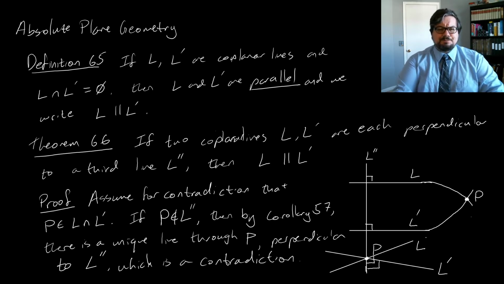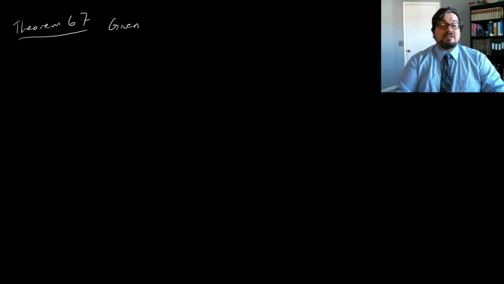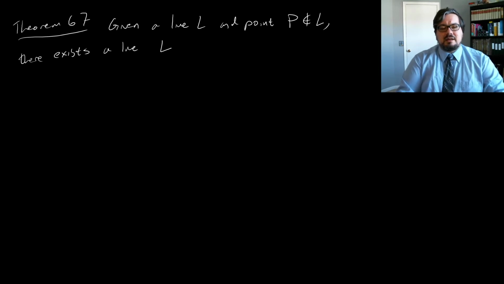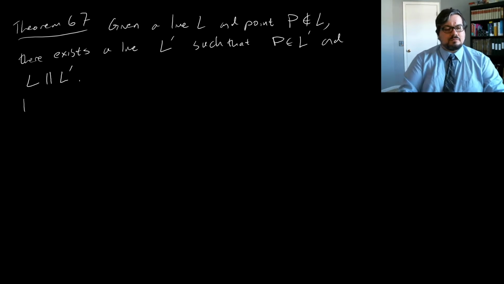Along similar lines here, we have the following. Theorem 67, which says that basically parallel lines always exist. Given a line L and point P not in L, there exists a line L prime such that P lies in L prime and L is parallel to L prime. The proof of this is an exercise.